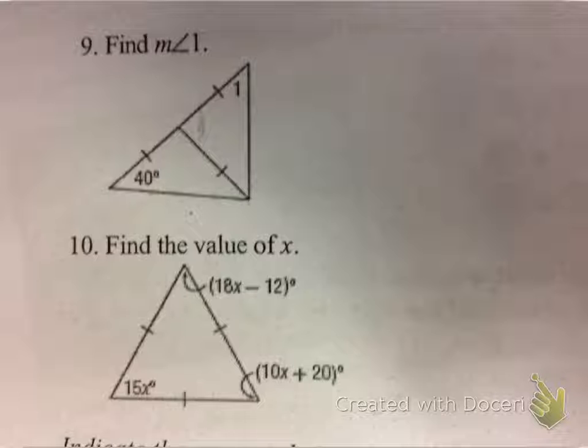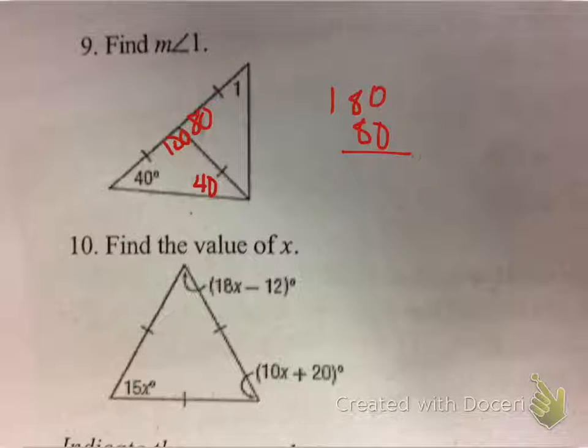All right, number 9, how can I find that? Well, since this one is 40, then this angle and this angle have to be congruent. So that's 40 and 40. If you add those 2, you get 80. So 180, because all triangles add up to 180, minus 80 is 100. And then that means this angle is 100.